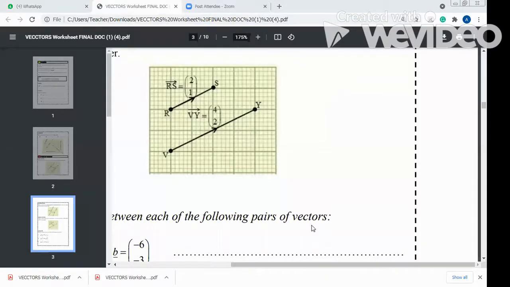So they will give you a diagram and they'll say, okay, prove that these two lines are parallel.